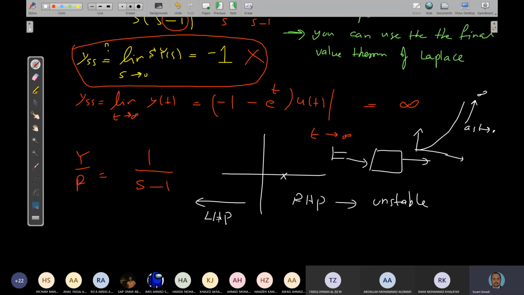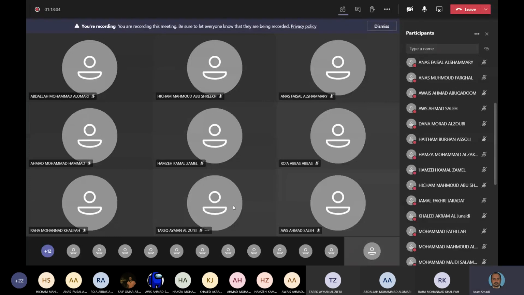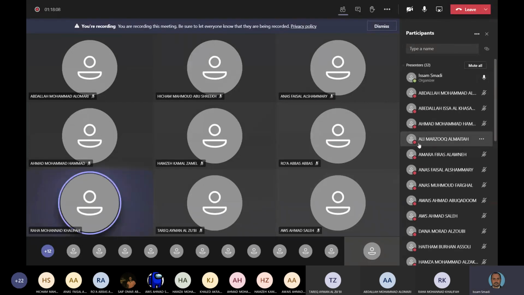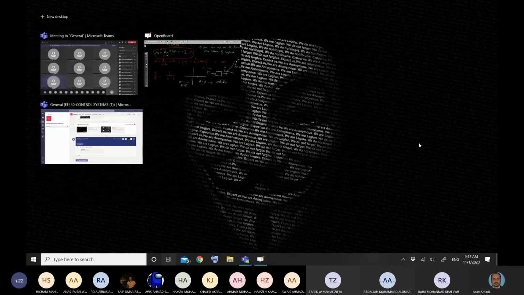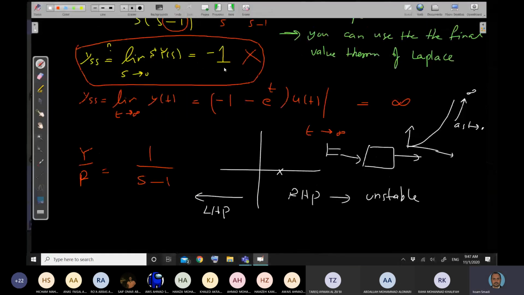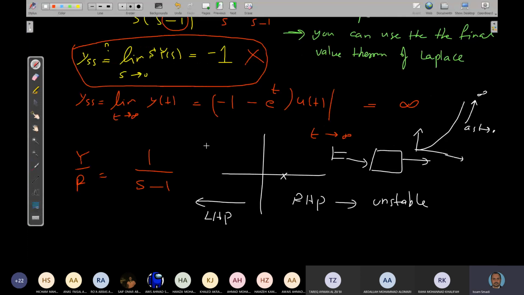Any question? Doctor, how do we know the system is unstable other than by the positive root? Is there another quick way to know? Later on, when we check the stability, we can study something called the Routh-Hurwitz criterion. Yeah, the Routh-Hurwitz criterion.